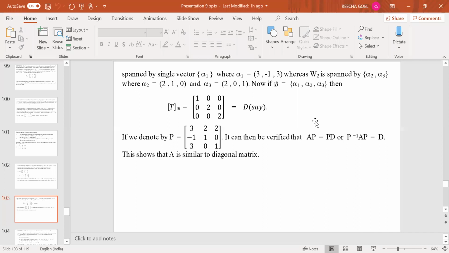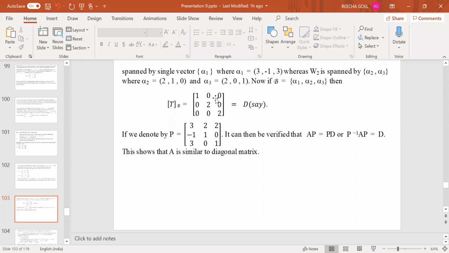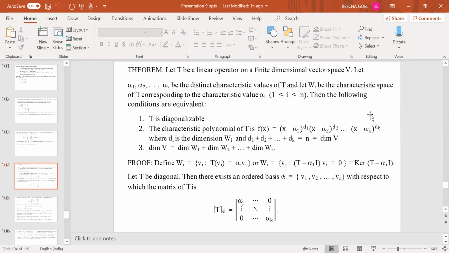So for any operator whose characteristic polynomial has all its roots in the given field, if you can find a basis of this space consisting of only characteristic vectors, then that particular operator is always diagonalizable. And for this, we have got this particular theorem.